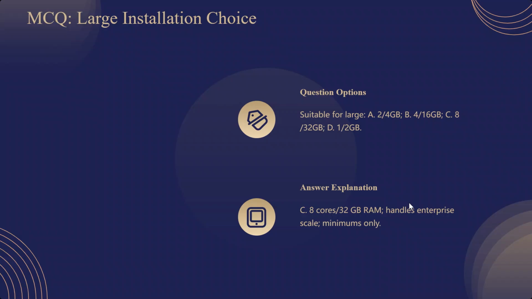MCQ4: Which configuration is suitable for a large installation? A. 2 cores, 4 GB RAM. B. 4 cores, 16 GB RAM. C. 8 cores, 32 GB RAM. D. 1 core, 2 GB RAM. Answer: C. 8 cores, 32 GB RAM. Explanation: large environments need higher processing power and memory.